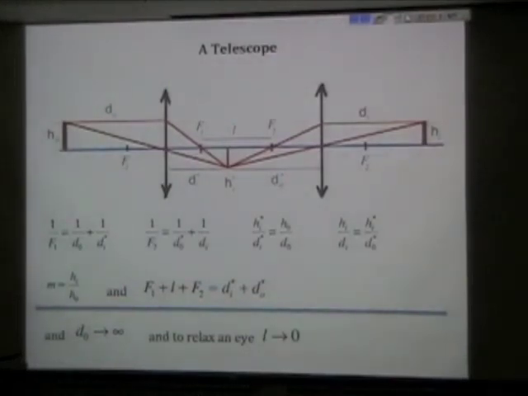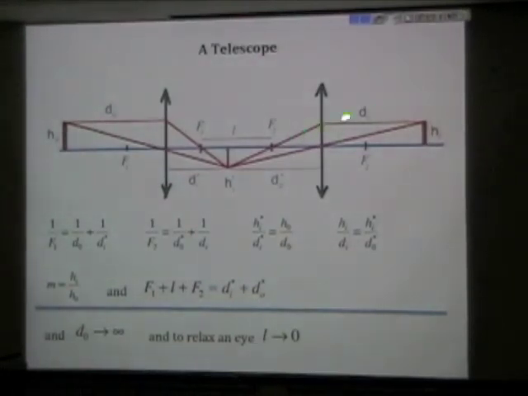Plus, to relax the eye, we want the rays getting out of the eyepiece to be parallel to the principal axis. Remember, there's an eye here. When these rays are parallel, that's the easiest situation for the eye. It easily converges light onto the retina.